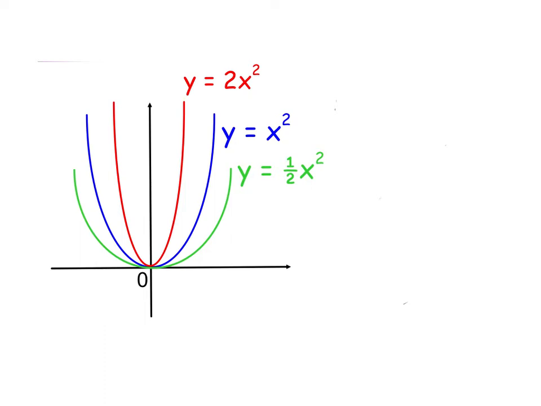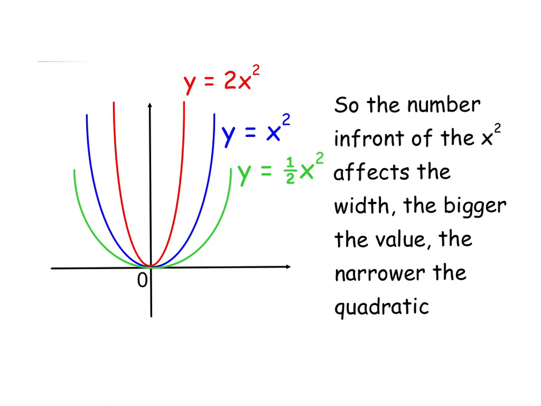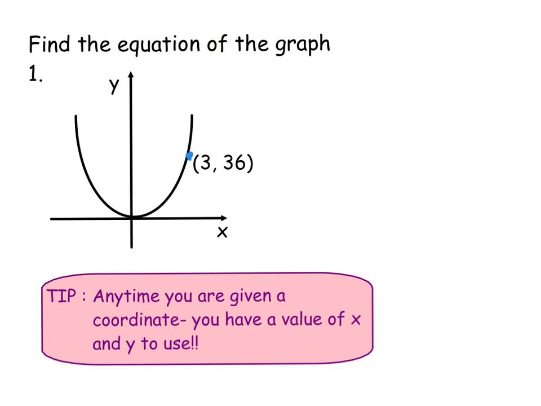So what we're going to do is give you a picture of a quadratic graph and ask you to figure out what that number is at the front, whether we've used a 2 or a half or something like that. And the only thing I give you as information is a coordinate. So here's my first example.